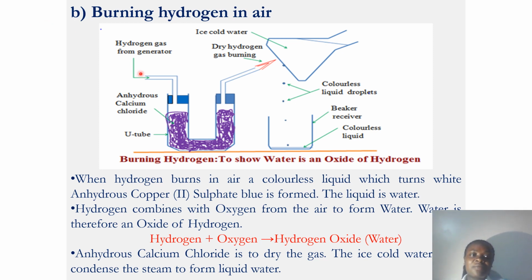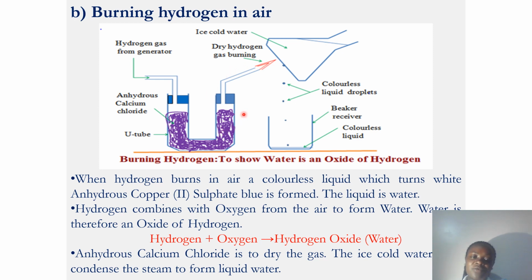So we have an experiment here. This is a setup to show what happens when hydrogen gas is burnt in air. We are going to pass our hydrogen gas through anhydrous calcium chloride. This is in a U-tube. This is to dry our hydrogen gas. So anhydrous calcium chloride is a drying agent. We saw that. So now our dry hydrogen gas will now be ignited here.